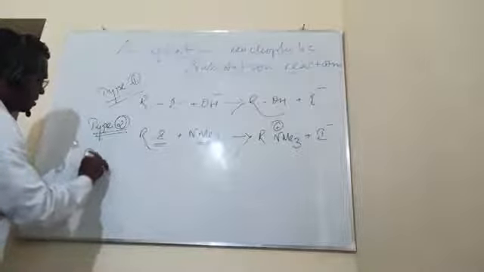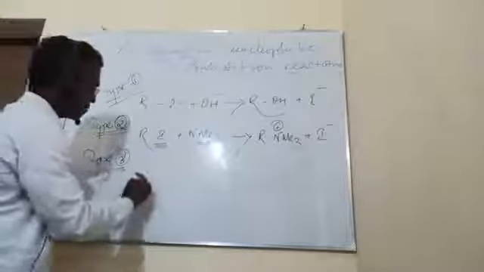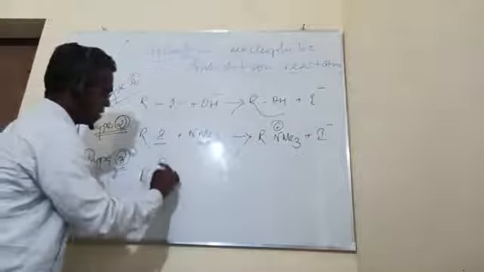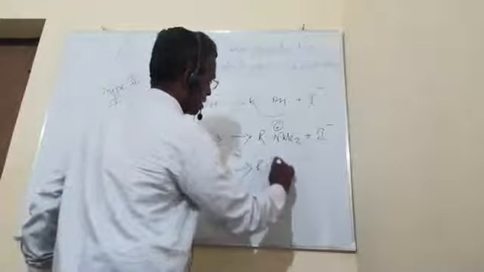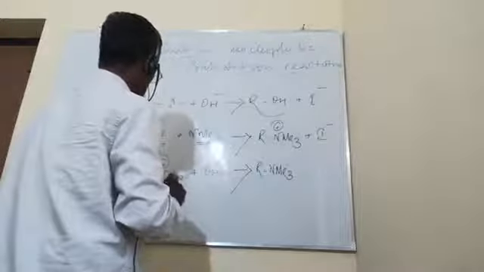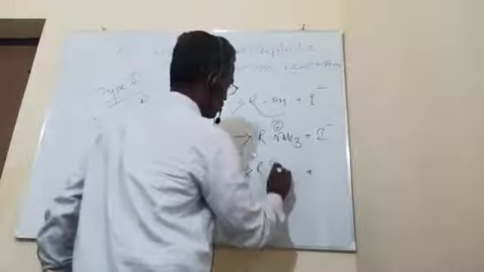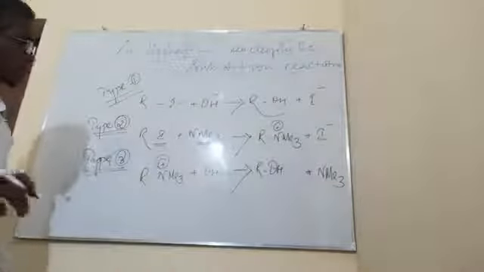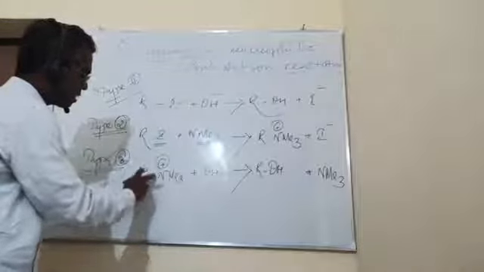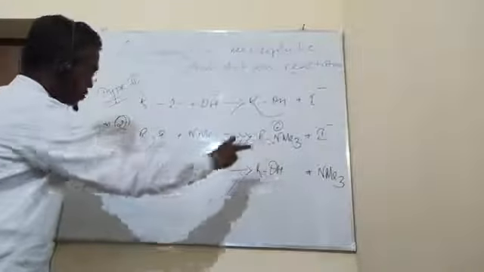Now come to the third one, type 3. In type 3, we have RNMe3 plus OH minus, and the product now here is ROH and NMe3. In type 3, substrate is positively charged. Attacking species carries negative charge. The product is ROH, NMe3.